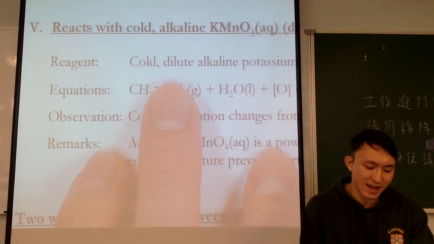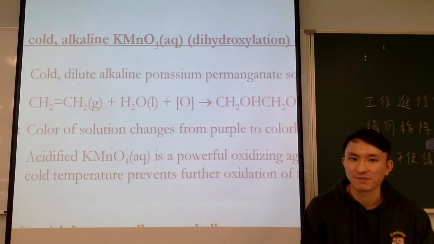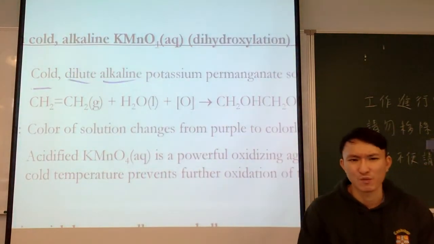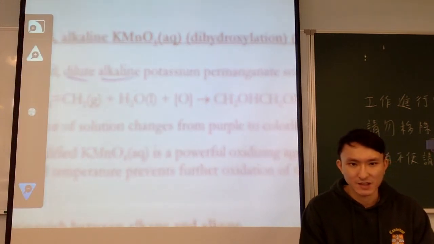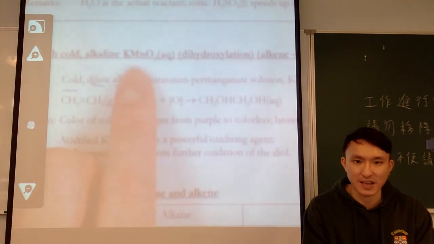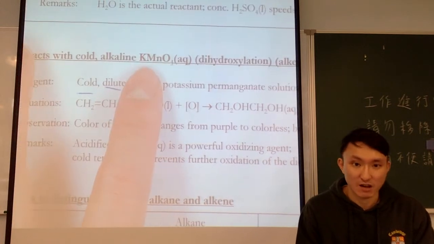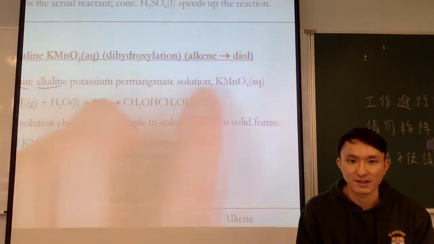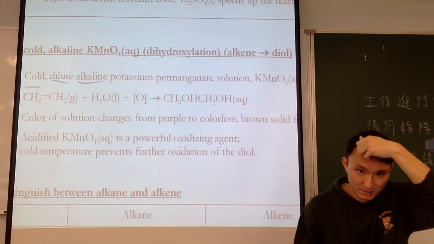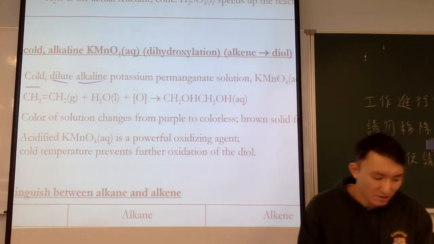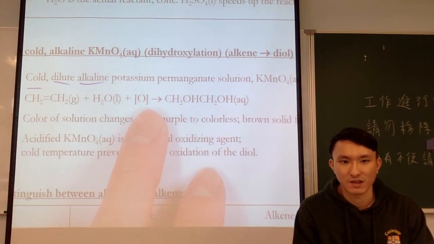So this one is the reaction with cold dilute alkaline potassium permanganate solution. You see a lot of weird conditions, but I will explain why. Now, for this reaction, you should memorize KMnO4 being a very strong oxidizing agent. So this reaction is essentially an oxidation of alkene forming dialcohol. Actually it's an oxidation reaction, forming dialcohol. This is how we put down the equation.